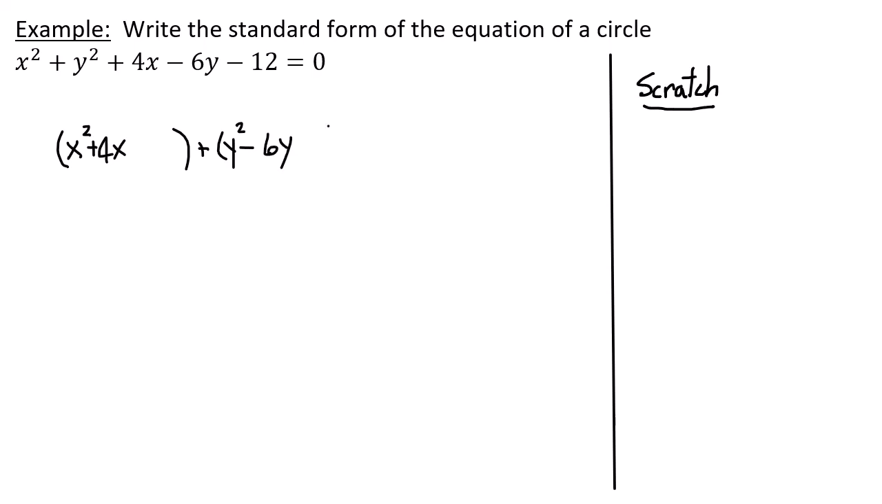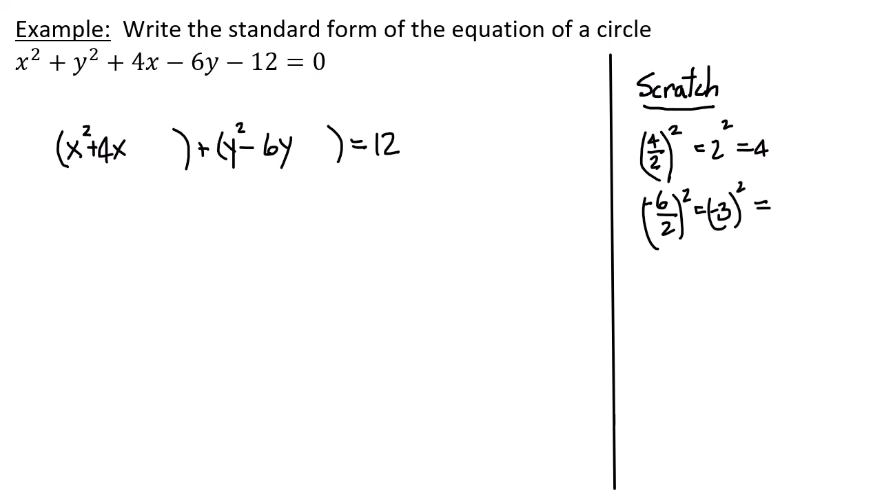I'm going to leave a place to complete the square, and then I'm going to add 12 to both sides, so that equals 12. Now I'm going to complete the square for the x's. So I take 1/2 the coefficient of the x term and square it, so that is 2 squared, or 4. And for the y term, I take 1/2 the coefficient of the y term, that's negative 3, all squared, and that's 9. Now I'm going to write this in red so you don't miss this step out. So it's plus 4 here, and it's plus 9 here.